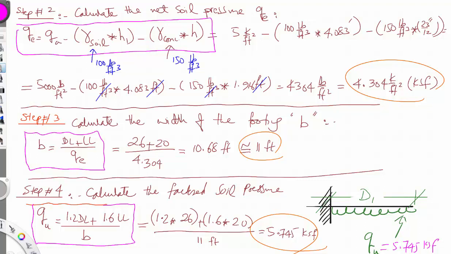So now that we have this value, step number 5 says that you need to check the footing. Whatever we suggested previously will need to be checked now. So let's go to another page.